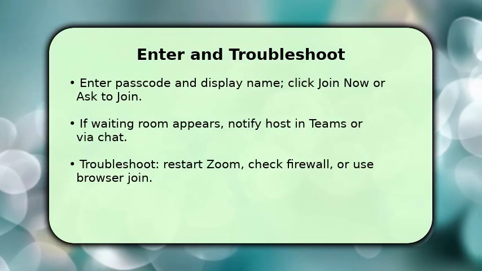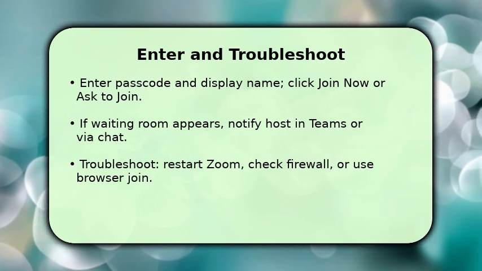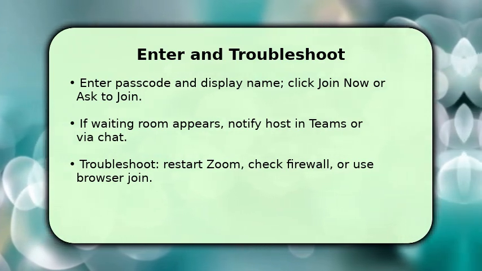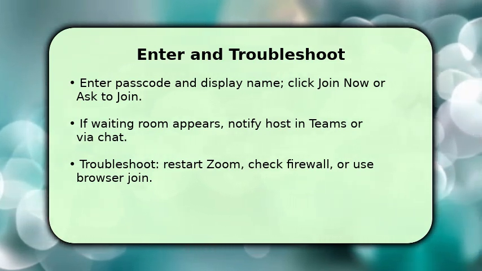You enter the passcode and set your display name, then click Join Now or Ask to Join. That completes the connection. If a waiting room appears, ping the meeting host in Teams chat or send a direct message so they can admit you quickly.